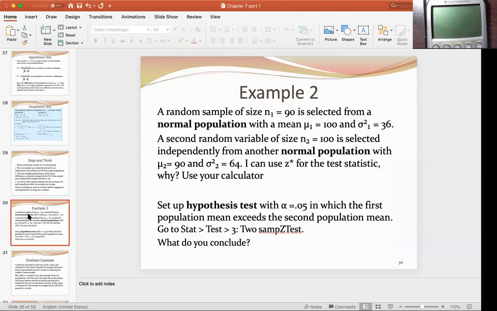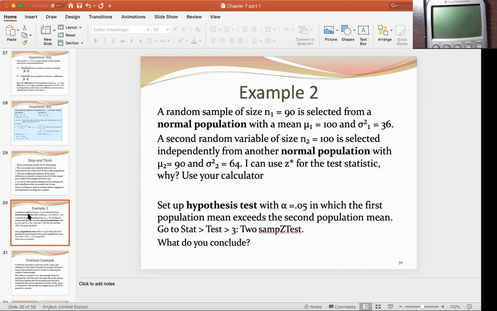So here's an example. We have a sample size of 90, which gives us a mu of 100 and a sigma squared of 36. The second one, which is a sample size of 100, is selected independently. It's also normal, gives us a mu2 of 90 and a sigma squared of 64. So why can we use the Z statistic here? What parameters are being met?